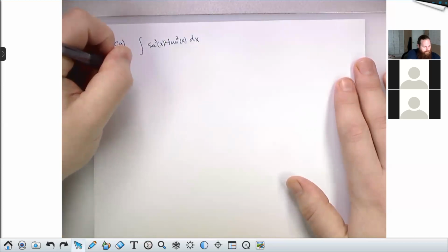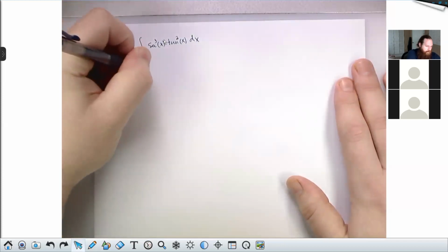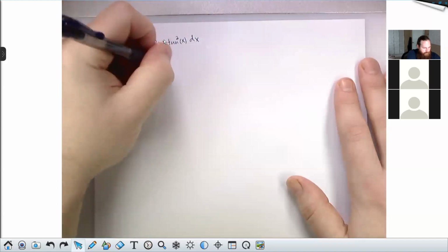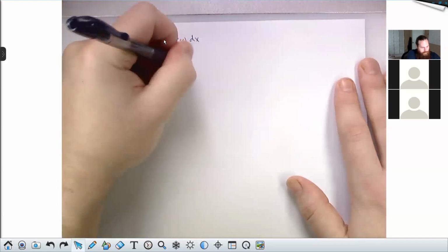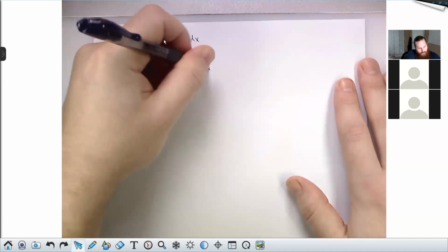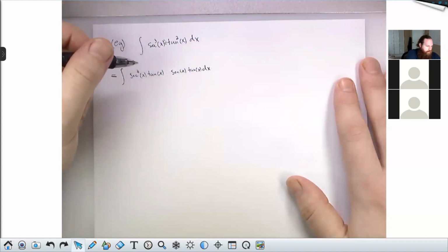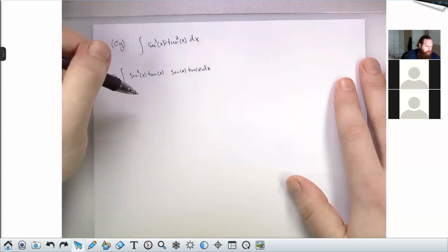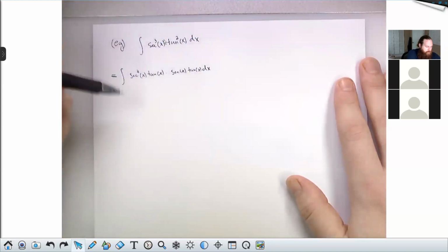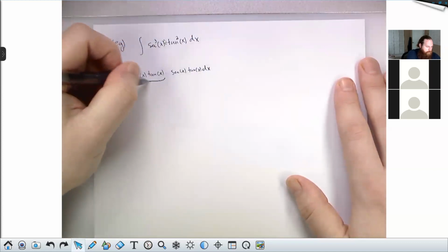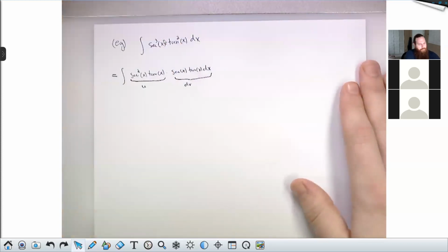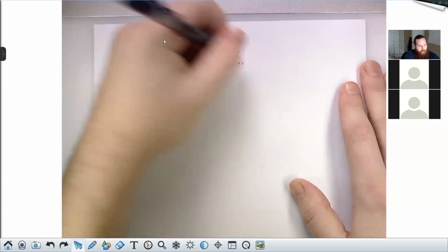Let me try this as secant squared x times tangent x times secant tangent. So I could make this u and this dv, or I could make this u and this dv. Let's try it like this first. Let's call this u and call this dv and see where we get. It's not going to be pretty.